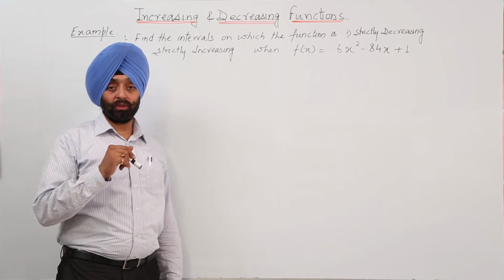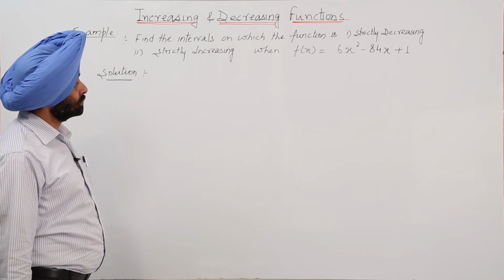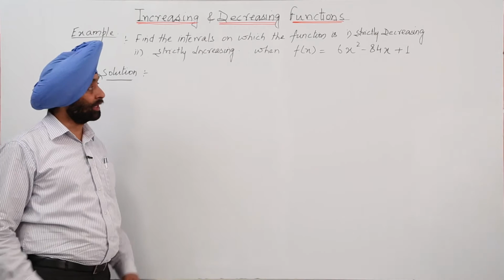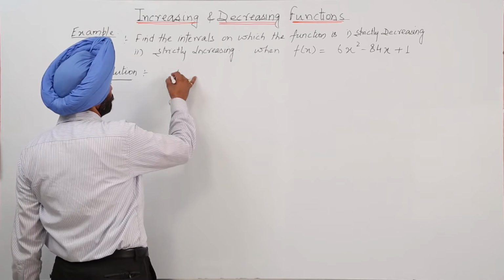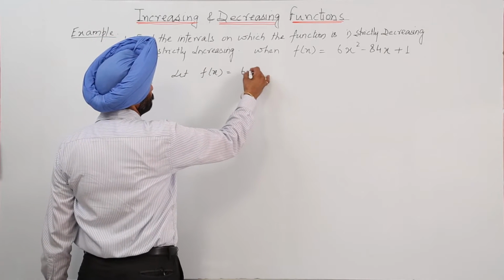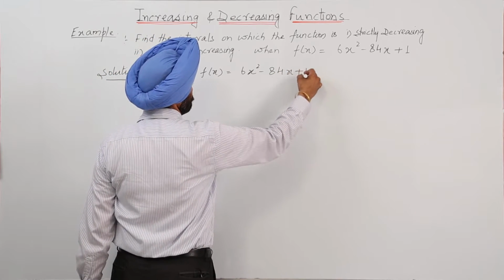Let us move to a question. Find the intervals on which the function is strictly decreasing and strictly increasing when f(x) is given as 6x square minus 84x plus 1. Now, let f(x) is equal to 6x square minus 84x plus 1.